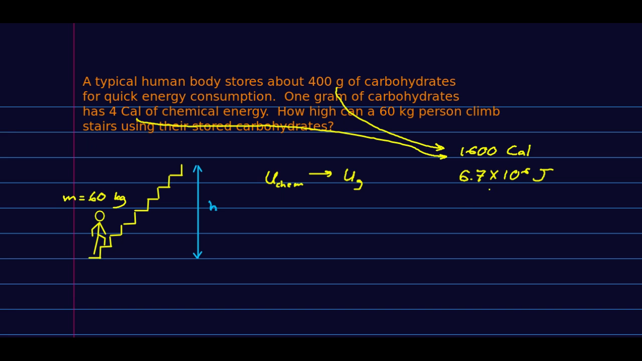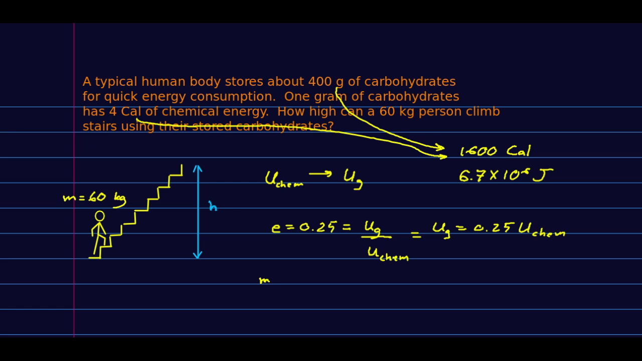And now our energy conversion process is 25% efficient. So in other words, our efficiency, which is about 0.25, is equal to what we get, right? What we get is that gravitational potential energy over what we spend. That's the chemical energy that we use. And so our gain in gravitational potential energy is going to be 0.25 of our chemical energy burned.